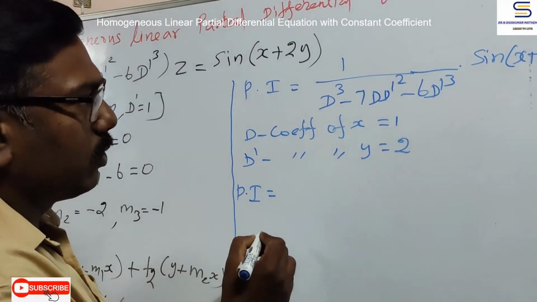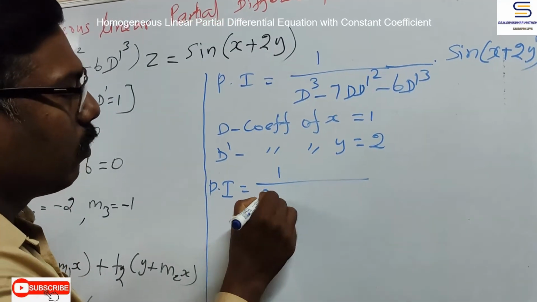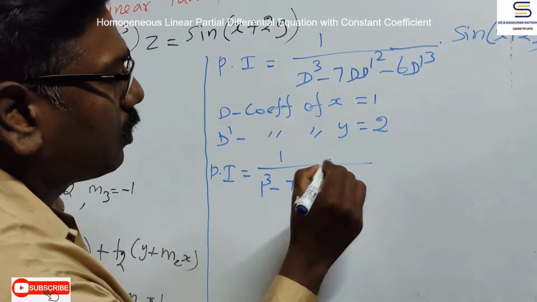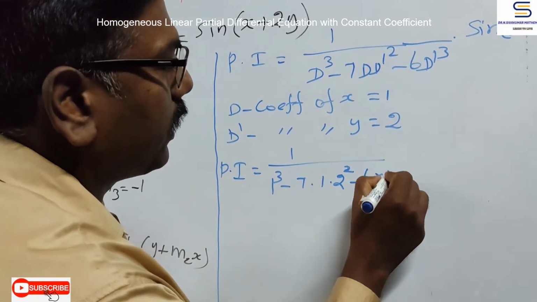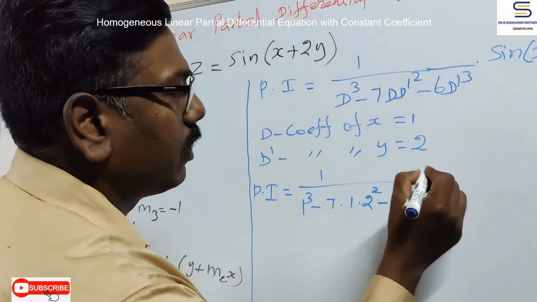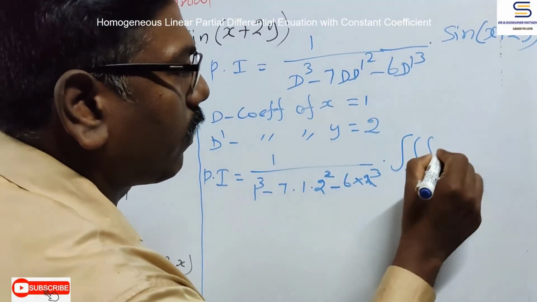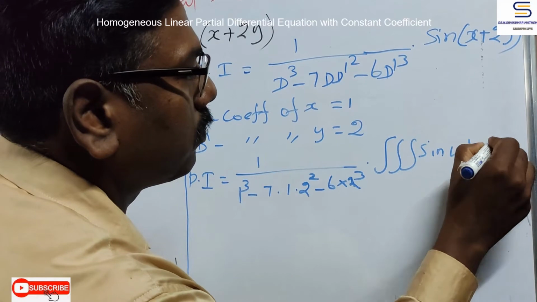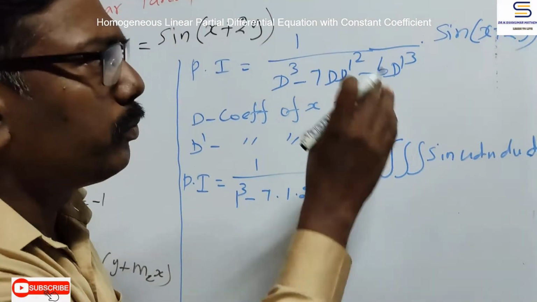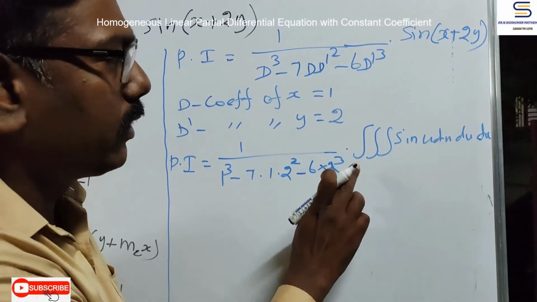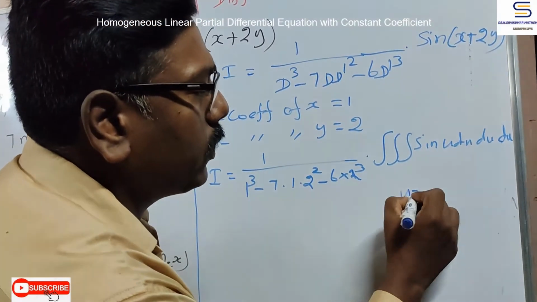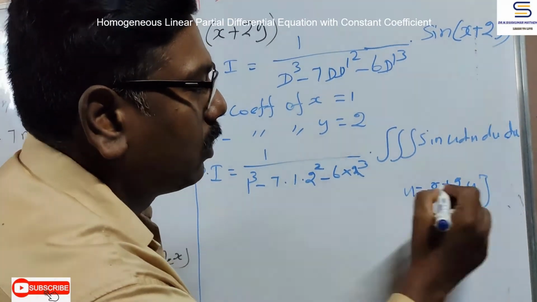So the particular integral is equal to 1 divided by (1³ − 7 × 1 × 2² − 6 × 2³) into, we have to integrate thrice. 3 times we have to integrate. That is the triple integral of sin u du du du, where u equals x + 2y.